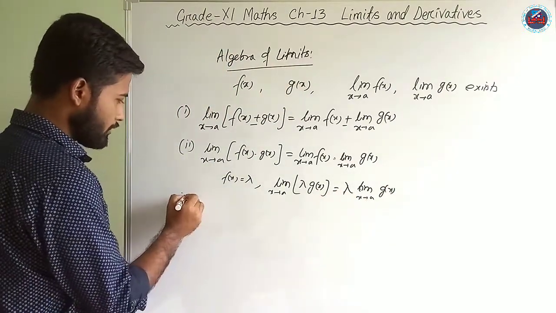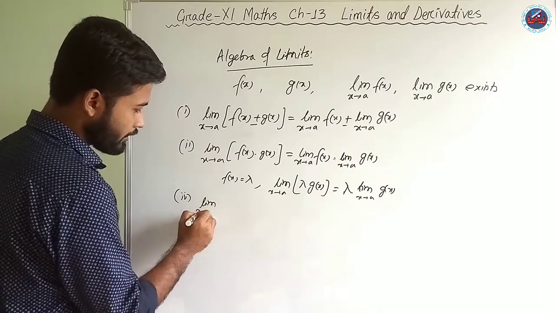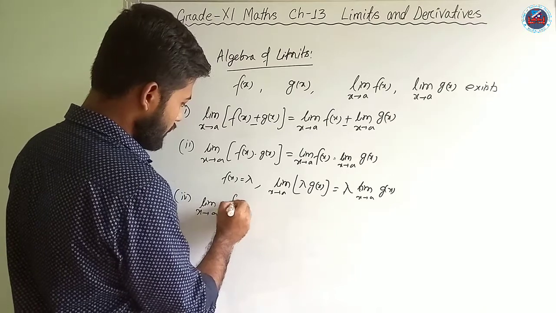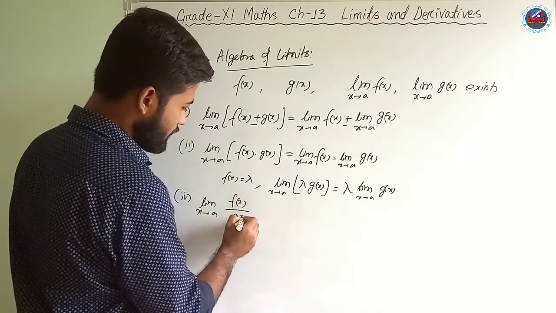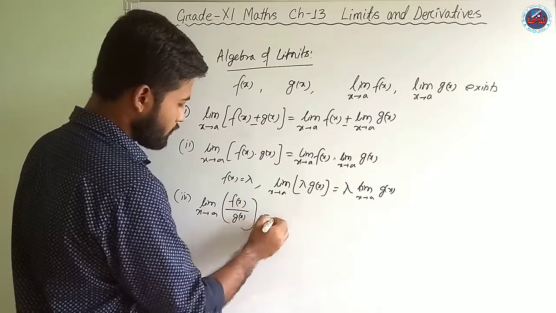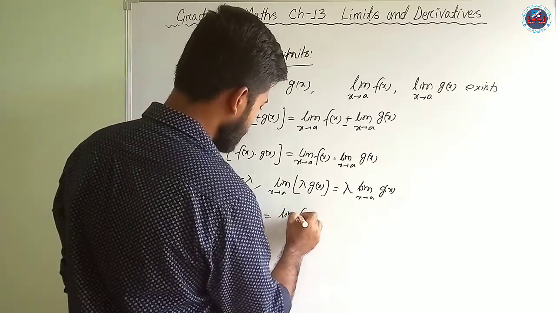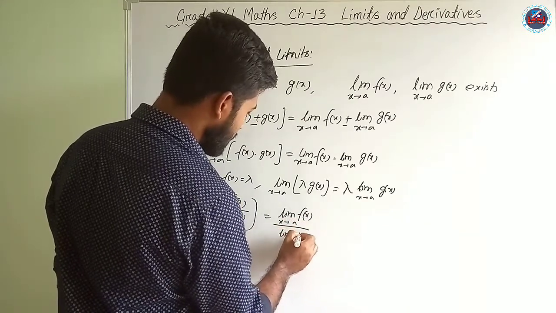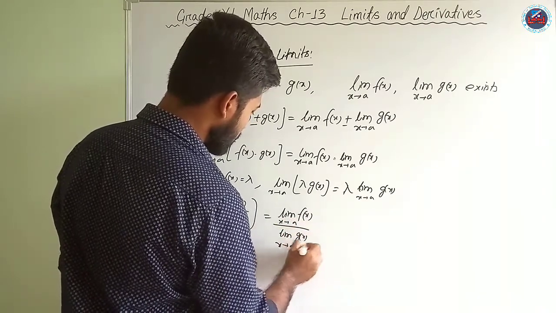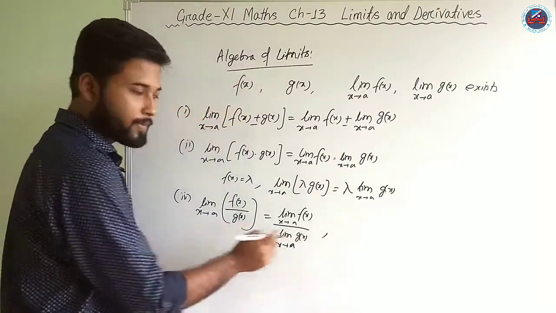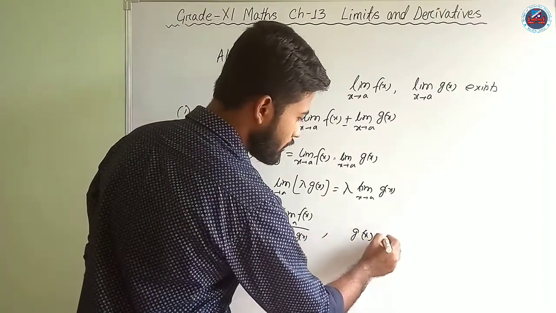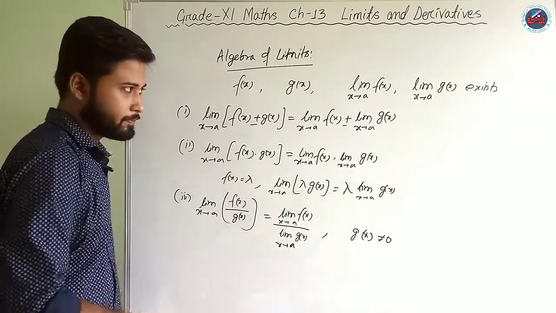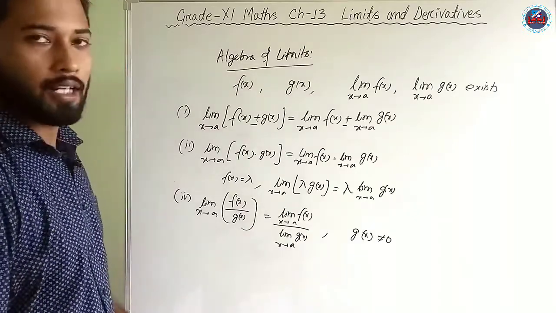Okay, and number 3 we have the division property, or quotient. Here we shall have the limit as x tends to a of f of x divided by g of x. This will be equal to the limit as x tends to a of f of x by the limit as x tends to a of g of x. And what is the condition? g of x cannot be 0 here. If g of x is equal to 0, then this will be undefined, isn't it? So this is all about the algebra of limits.